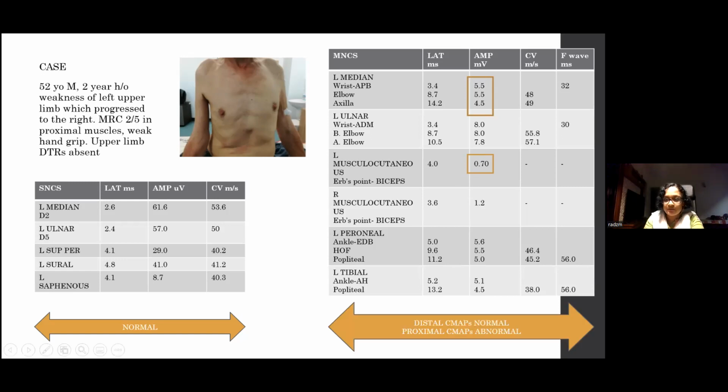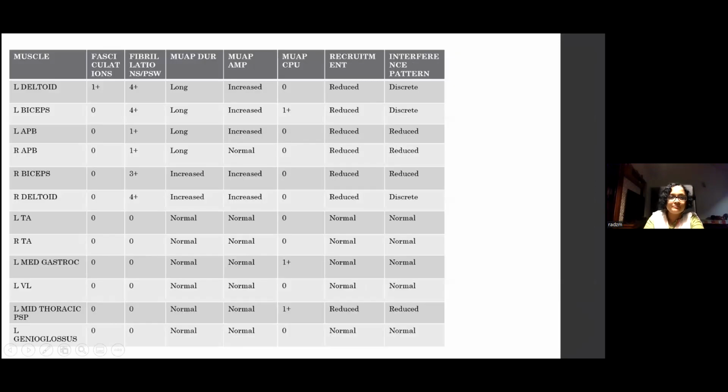Distal CMAPs normal, proximal CMAPs abnormal, as we mentioned. We start our EMG, so we start from proximal. Fasciculations are present in deltoid. Neurogenic motor units, very reduced interference patterns, lots of fibs and positive waves. So here we go, your cervical is quite badly affected, but lower limbs are fine. Thoracic, maybe something is there, something is starting.